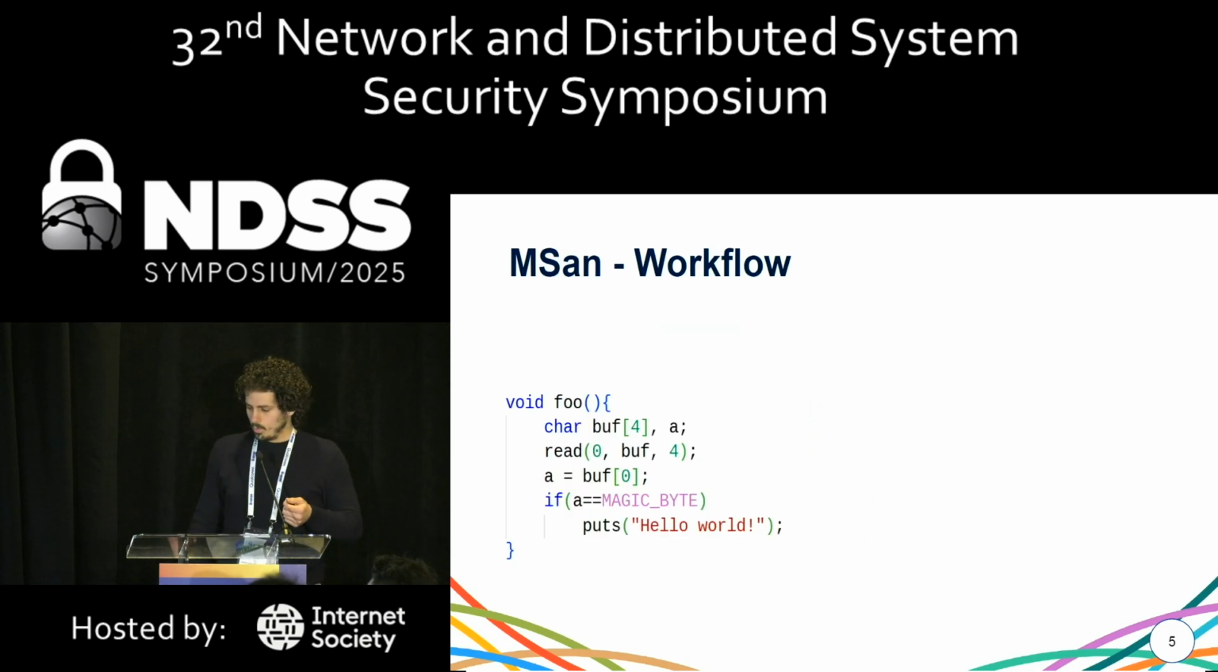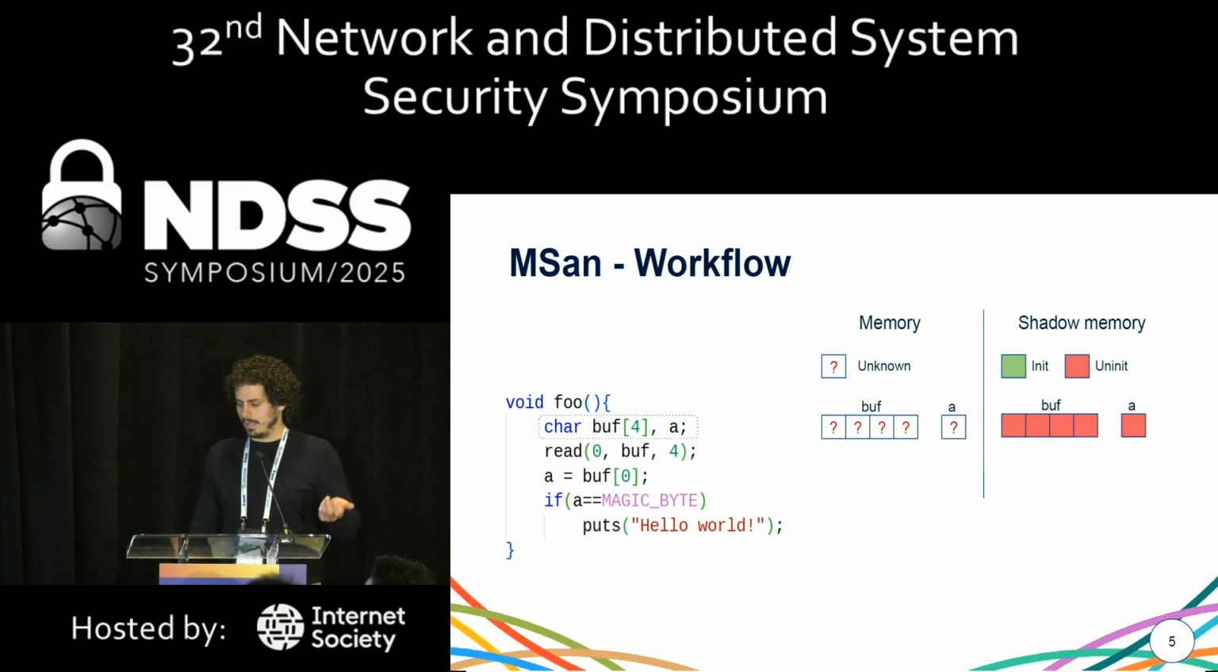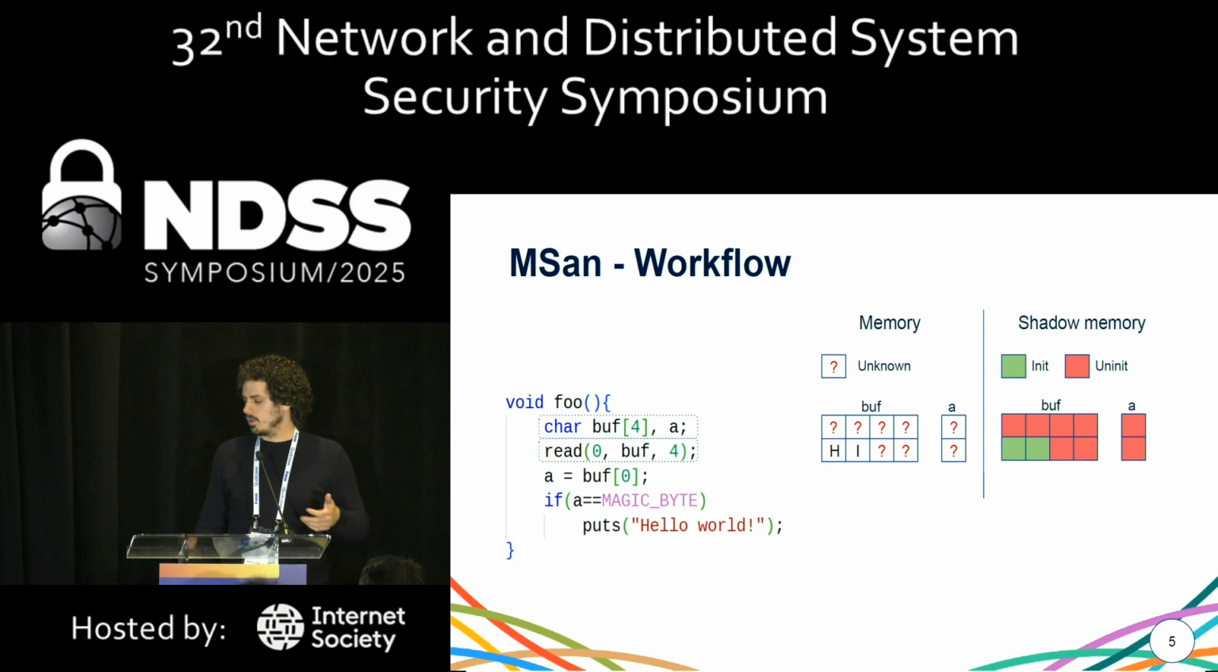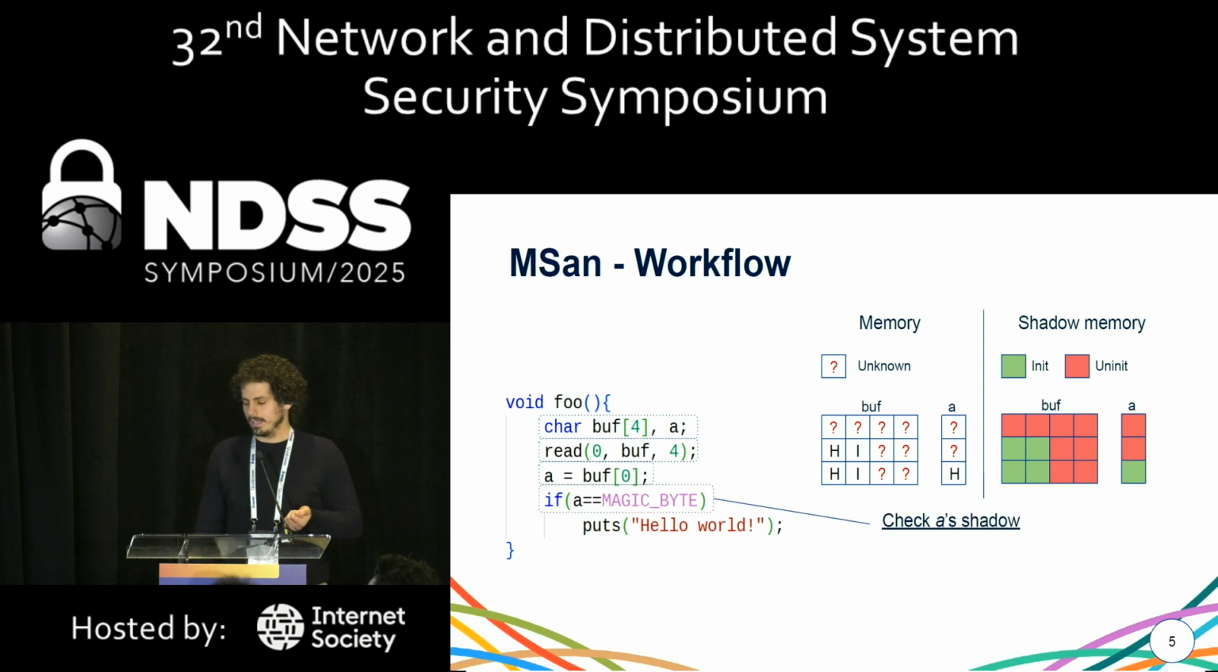So MSan works like this in the example we saw before. At first, the memory for the variables is allocated, but it is not initialized. So the shadow memory is fully uninitialized, and we have, in general, no way of knowing what's going to be in their memory. Then the read function is called, let's assume that it successfully reads 2 bytes, and so the shadow memory of the first 2 bytes of buff is initialized. Then the first byte is copied into A, which means that now also A is initialized, and then A's shadow is checked. In this case, it is initialized, so no need to raise an error. We can keep going.